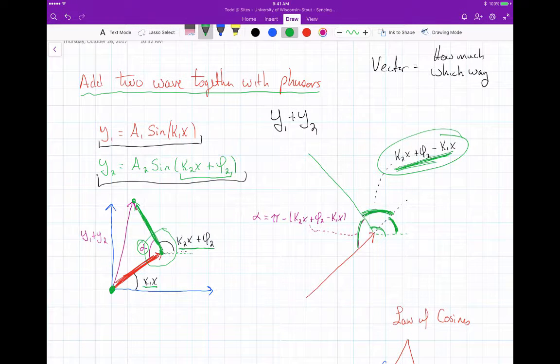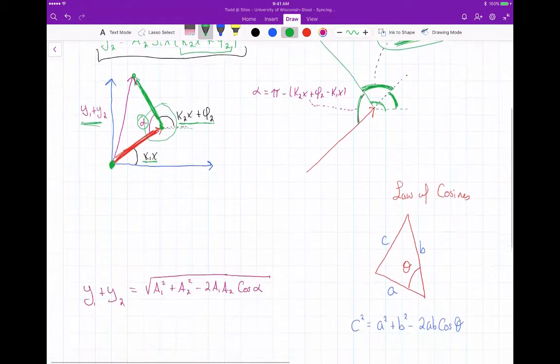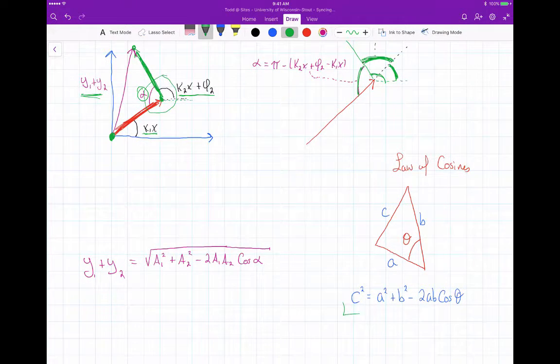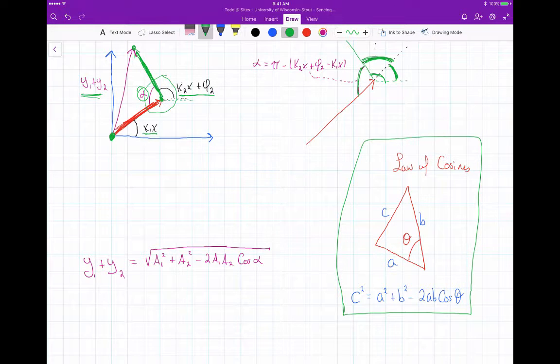And so now I have this angle, which means I can use my law of cosines to figure out what the amplitude of the resultant is. Just a quick reminder, here's what we have for the law of cosines. It says that if you have a triangle whose sides are a, b, c, and you know one of the angles immediately across from an unknown length, you can solve for that using this. It's very similar to the Pythagorean theorem. The primary difference is you have this minus 2ab cosine theta.